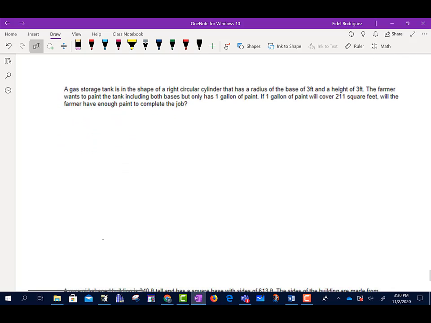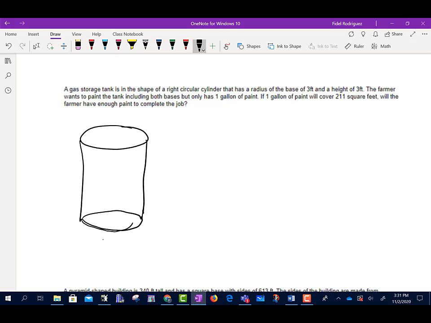Alrighty. So the next problem here says, a gas storage tank is in the shape of a right circular cylinder. So I'm going to stop right there. I'm going to draw a picture. Here's my right circular cylinder. And it has a radius of the base of 3 feet. So this distance here is 3 feet. And that's also 3 feet.